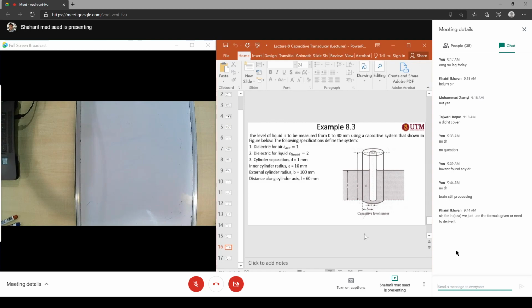Yeah. So for part B, we just use the formula given, or we need to derive? Yeah, you just use the formula given.